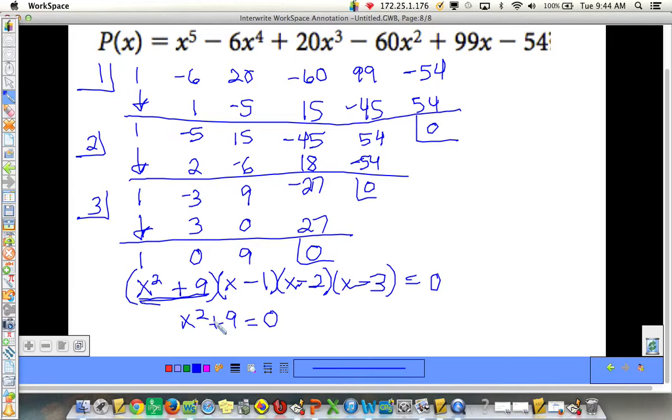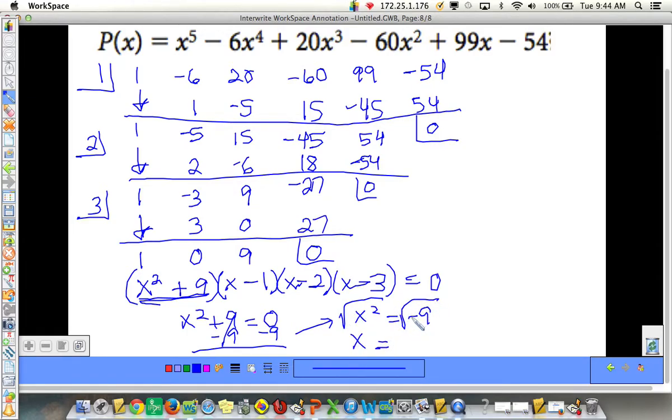Now notice I don't have an x term in here, I just have x squared. So this time I don't need to factor, I don't need to use the quadratic formula, I can just get x by itself. Minus 9 from each side, and that's gone. So then I get x squared equals negative 9. To get x alone, you have to undo the square, so square root each side. Square root of x squared is x.